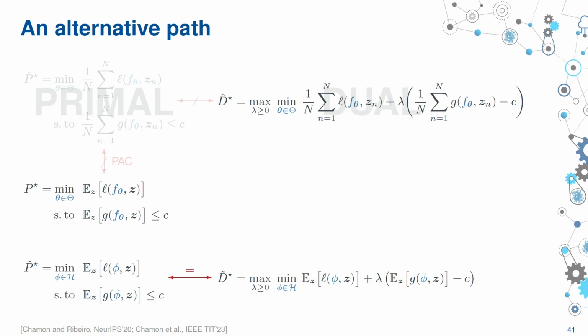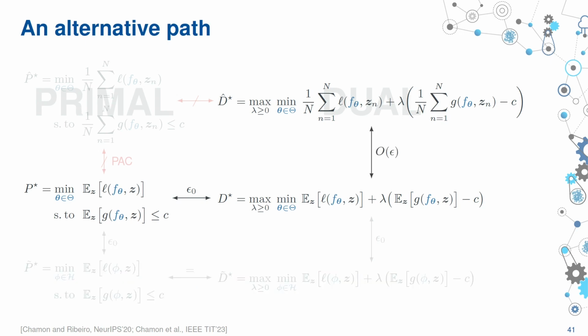The first thing that I'm going to do is I'm going to say, well, this one is unparametrized, this one is parametrized, but if the parametrization is rich, these two are close, and these other two are close because now I am in the realm of unconstrained learning problems.